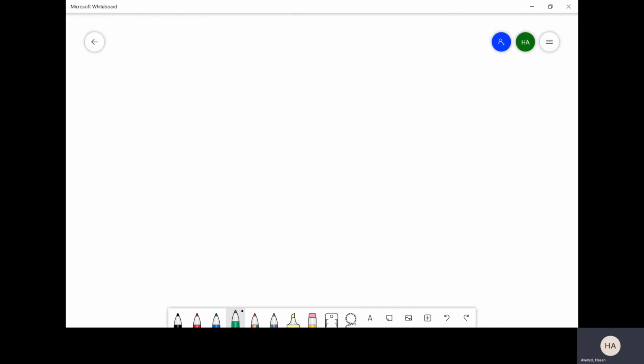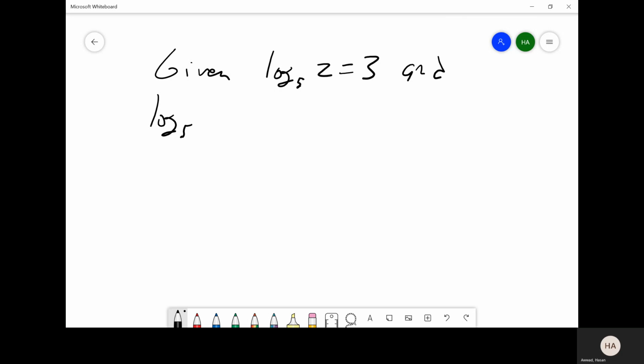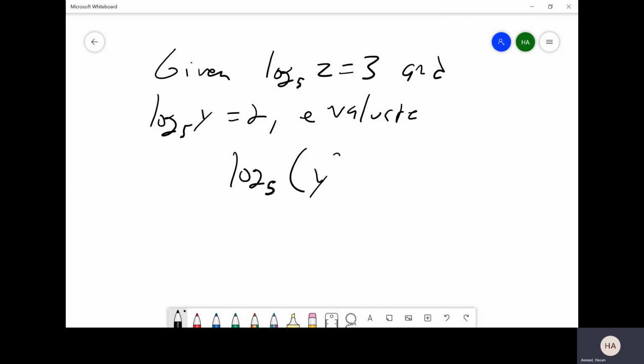Occasionally you might be given a scenario where they define for you the value of a certain logarithm. So what I mean by that is the following. Let's say given log base 5 of z is equal to 3, and log base 5 of y is equal to 2. And then I say evaluate the following. So evaluate log base 5 of y squared times z cubed.